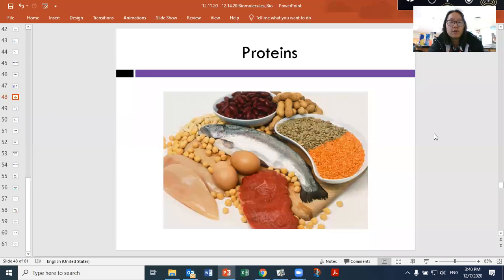Proteins are our fourth and final category of macromolecules. We're going to talk a little bit about something else at the end of this video, but as you can see, when you look at proteins, you see meat, you see eggs, you see beans. A lot of foods that have a lot of proteins are shown in this image.